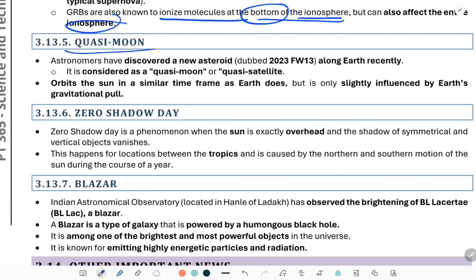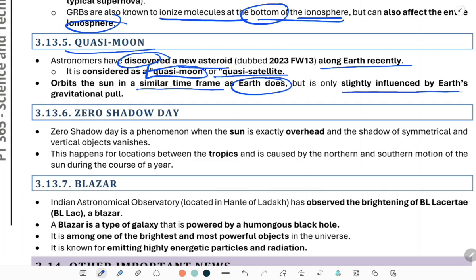Next, quasi-moon. Astronomers have recently discovered a new asteroid near the Earth. It is considered a quasi-moon, or quasi-satellite. It orbits the Sun in a similar time frame as the Earth does, but it is only slightly influenced by the Earth's gravitational pull.